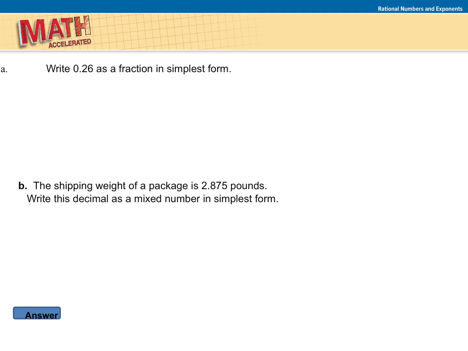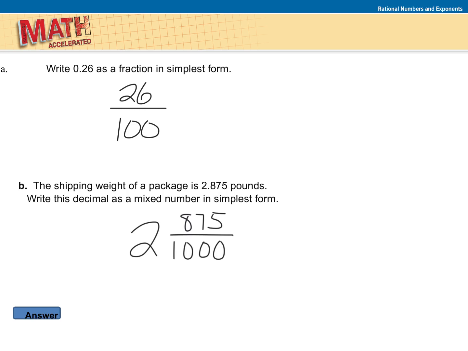0.26. Yep, how do you know it's over 100? Because the 6 is in the hundredths place. Yep, so you need 100 on the bottom. So you need 26 over 100. This next one, 2.875. What's that 2? Whole number. 2 is a whole number, so just write it out in front. 875, what do I need on the bottom? 1,000. There's 3 numbers, so I need 3 place values, 3 zeros.